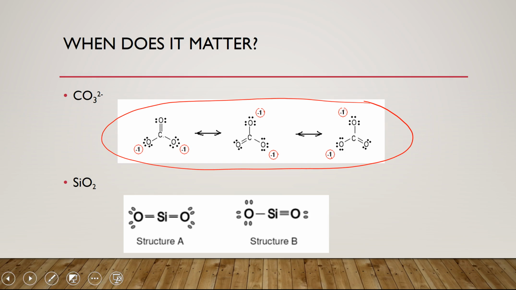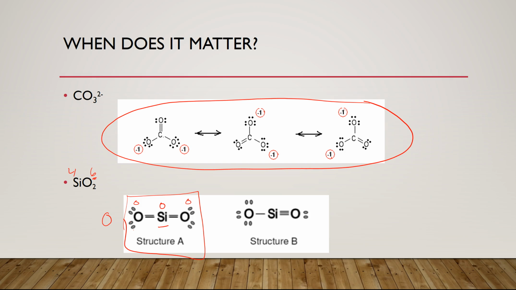We know silicon has 4 valence electrons. We know oxygen has 6. So, each line counts as 1. Each dot counts as 1. So for my silicon, I've got 1, 2, 3, 4 lines. 4 valence electrons. 4 minus 4 equals 0. For my oxygens, 6 valence electrons. 1, 2, 3, 4, 5, 6. 6 minus 6 is 0. 6 minus 6 is 0. So structure A has 0 formal charges attached to it. None of the atoms have any sort of charge.